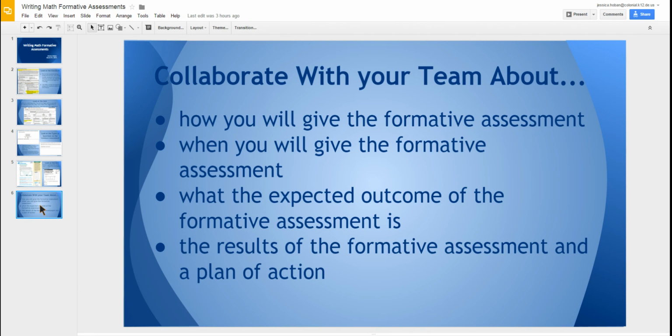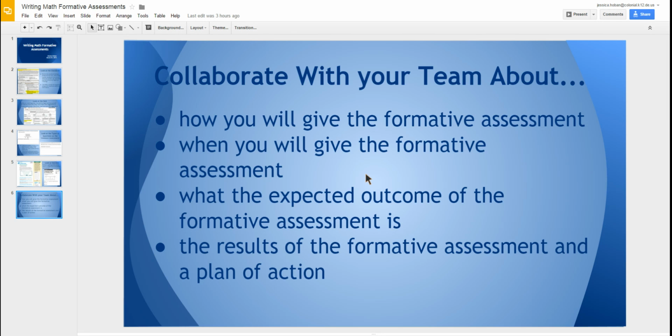Just like we said in our earlier presentation, the purpose of formative assessments is to inform your instruction and to collaborate with your team. So what I think you should do when you finish creating formative assessments, or while you're creating them, is collaborate with your team about how you're going to give the assessment. Again, it doesn't have to be paper and pencil. It doesn't have to be an exit ticket. You can absolutely use your technology tools, all the different programs that we've learned about, exit tickets, Kahoots, formative assessments, and Padlets, and everything else.